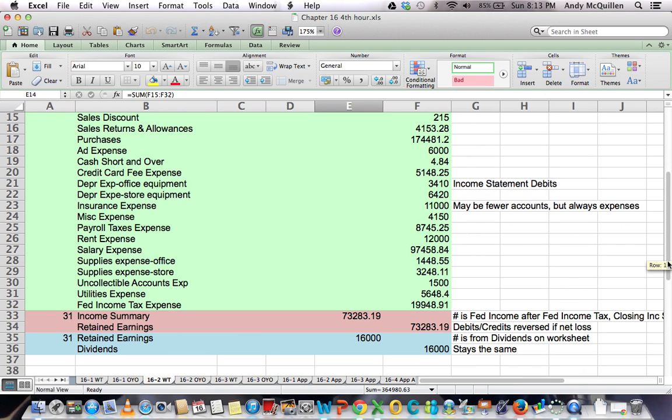And the last thing it tells us to do is close the dividend account. So we look that up on your worksheet, and this is given to you. It's $16,000. You look up dividends, and it's $16,000. It's usually either toward the bottom of the front side or near the top of the back side. It just kind of depends on what accounts are there. So retained earnings are debited $16,000, dividends are credited $16,000. And that is all of the accounts that are closed.